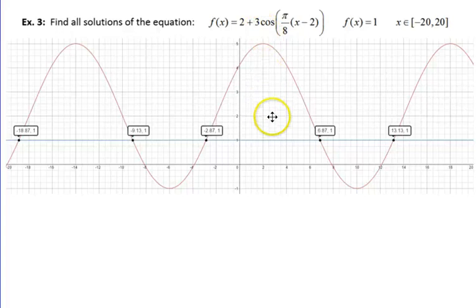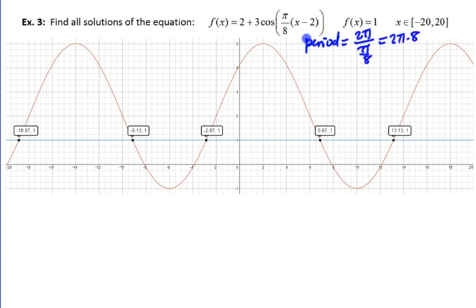It has an amplitude of 3, so it means we're going up 3 and down 3 from the sinusoidal axis, so it has a height of 5, high point at 5 and a low point at -1. Pi over 8, just to remind you, is my b value, so the period is 2 pi divided by pi over 8, or 2 pi times 8 over pi, which ends up being 16.